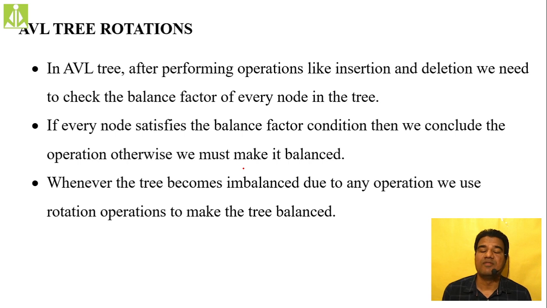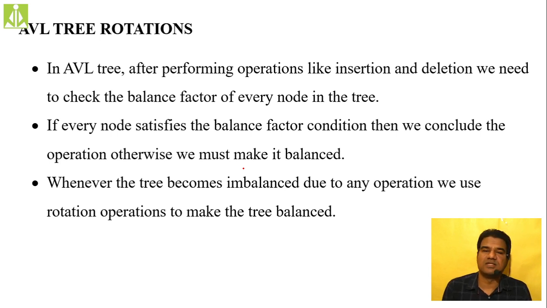Remember this: whenever we are doing insertion or deletion, there is a possibility that the AVL tree will lose its height balancing property. Losing the height balancing property means the balance factor will become other than -1, 0, 1. If you get a balance factor other than -1, 0, 1, that means your AVL tree has lost its height balancing property. So immediately we have to perform a suitable type of rotation. We have different types of rotations, and by performing a suitable one we get back the height balancing property.